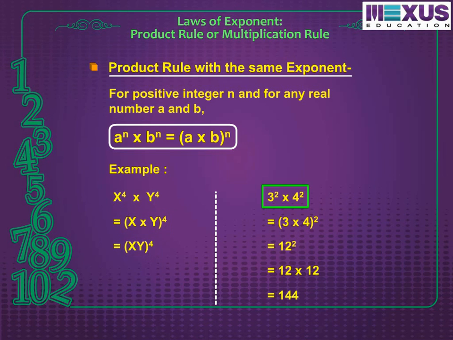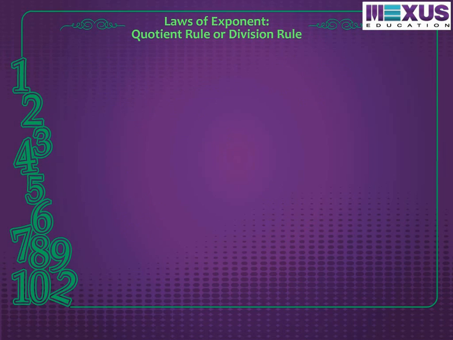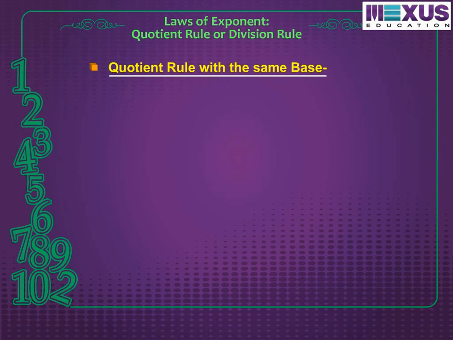And 3 raised to 2 multiplied by 4 raised to 2 is equal to 3 multiplied by 4, whole raised to 2, which gives 12 raised to 2. Therefore, 12 into 12 is equal to 144. Second, quotient rule or division rule. Quotient rule with same base.